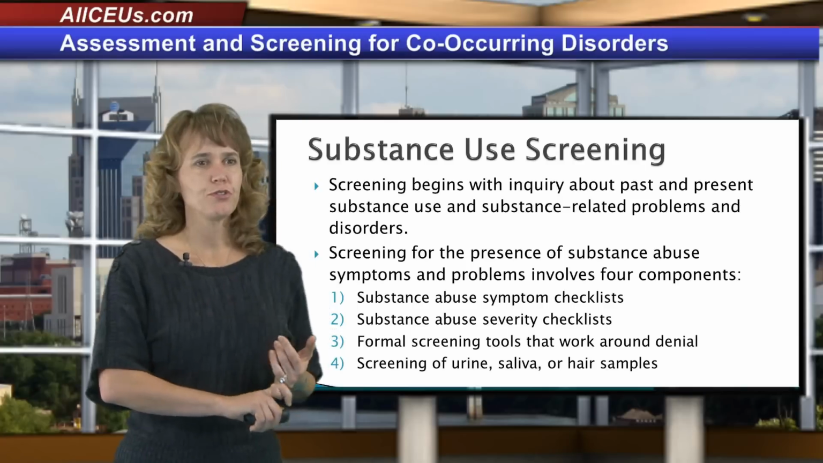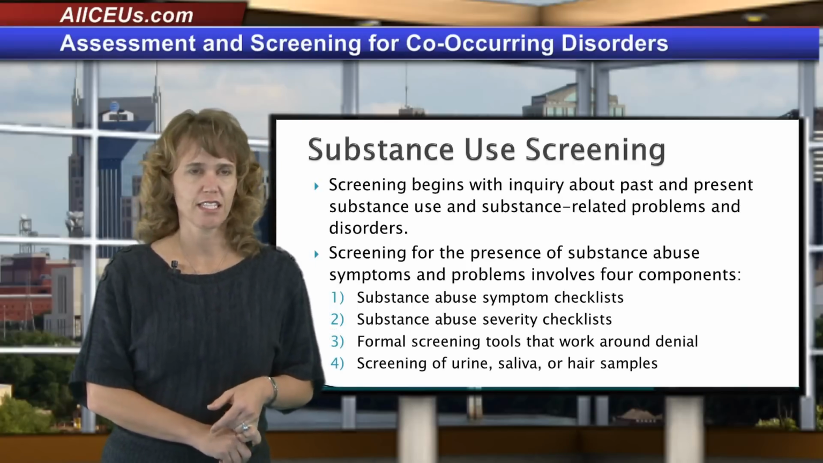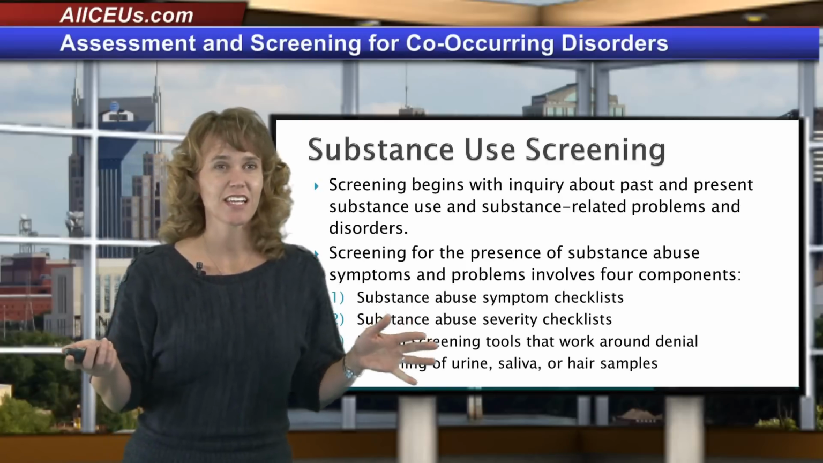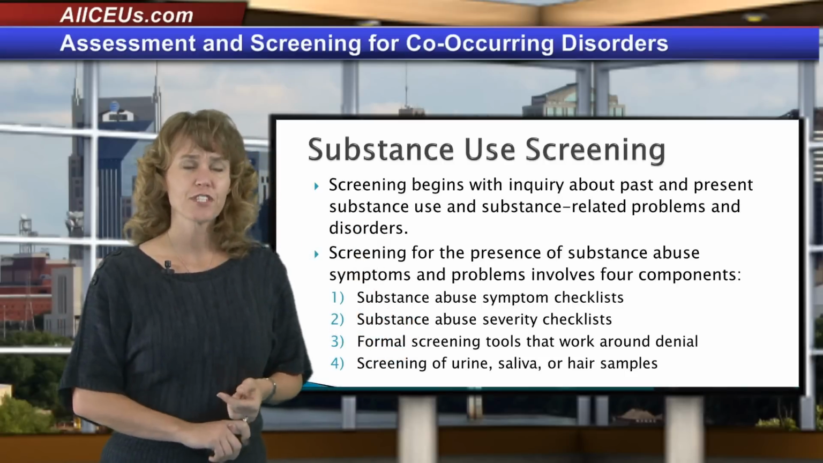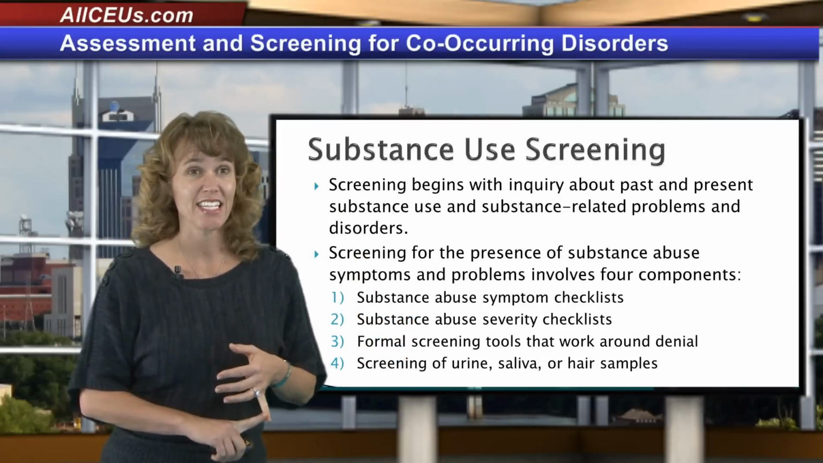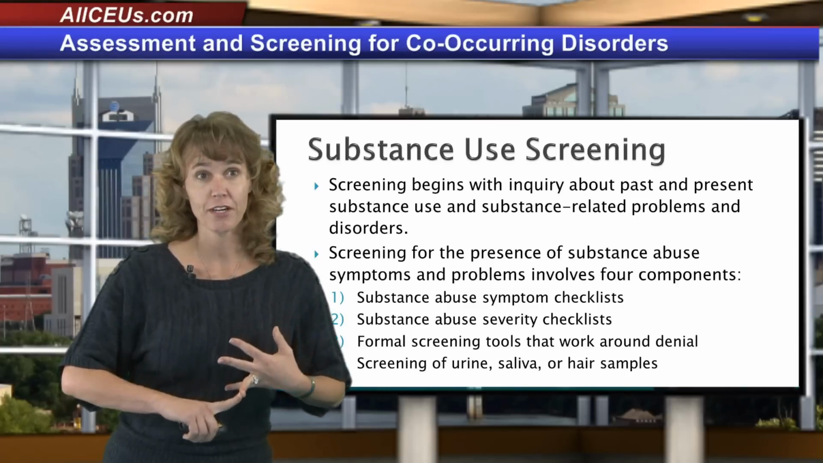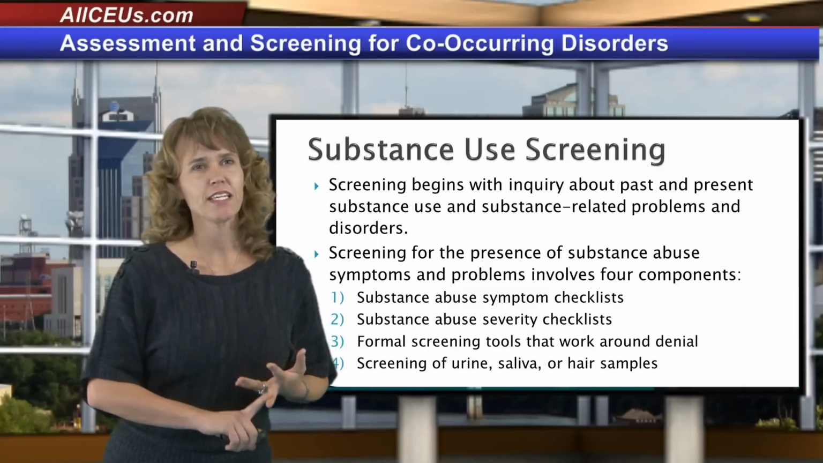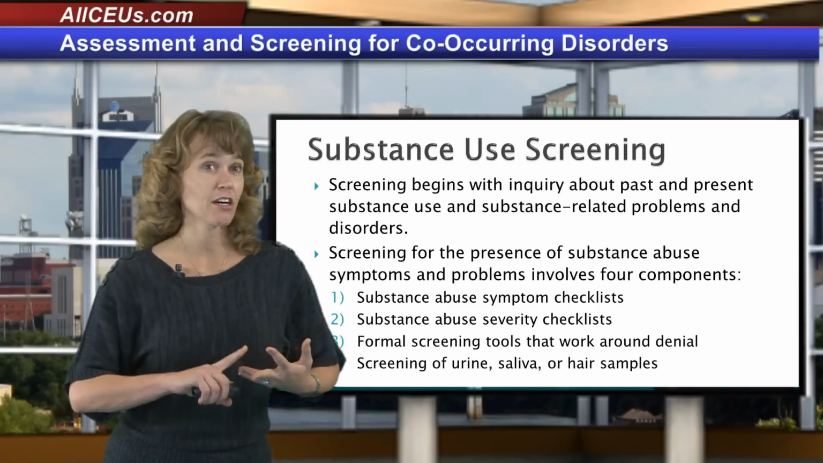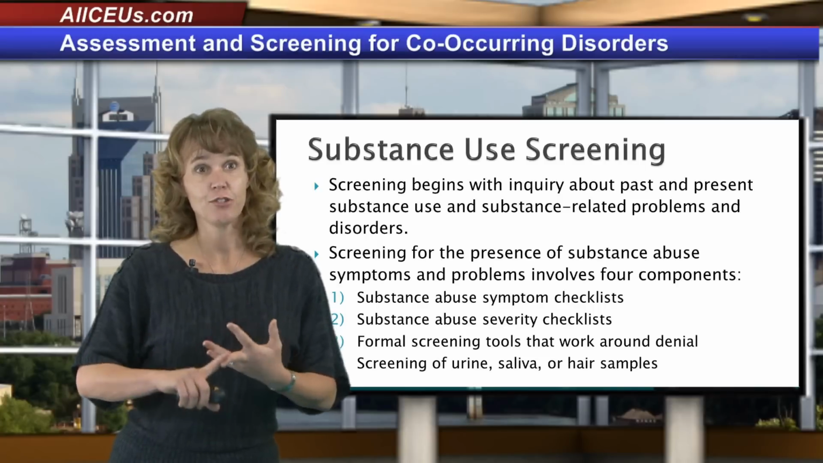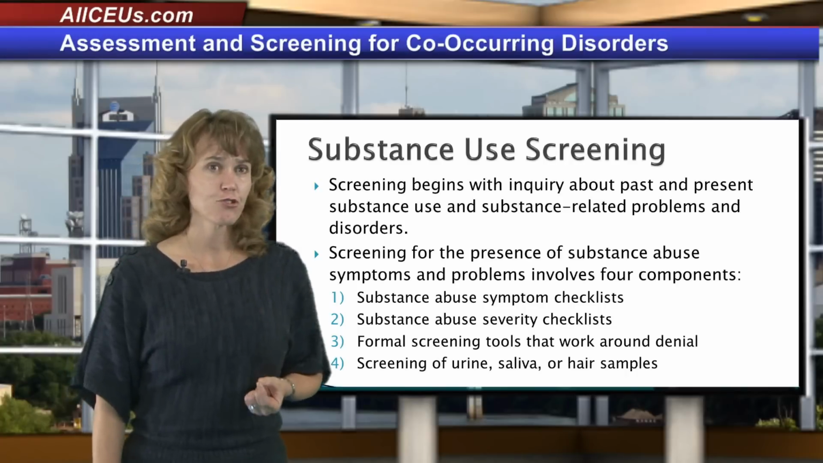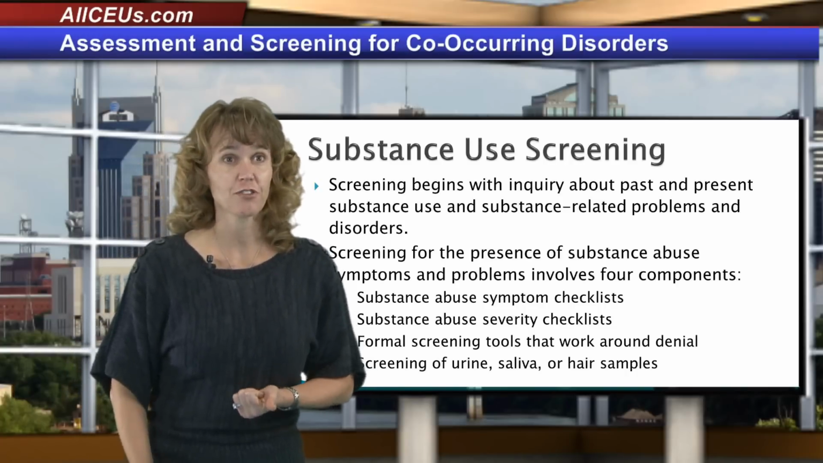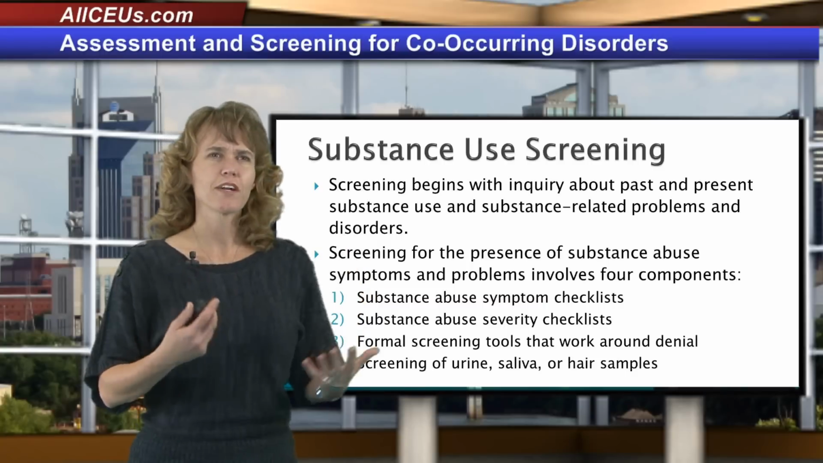Screen for the presence of substance abuse symptoms and problems. You want to do the substance abuse symptom checklist. And there are a lot of checklists out there. You can do the CAGE, you can do whatever you want to do. But let's look for symptoms. Are they using more than intended? Are they using over a longer period of time? Do they spend an inordinate amount of time planning on getting it, using it, or recovering from it? Do they have withdrawal symptoms? Do they have symptoms of tolerance? These are all things we want to figure out.